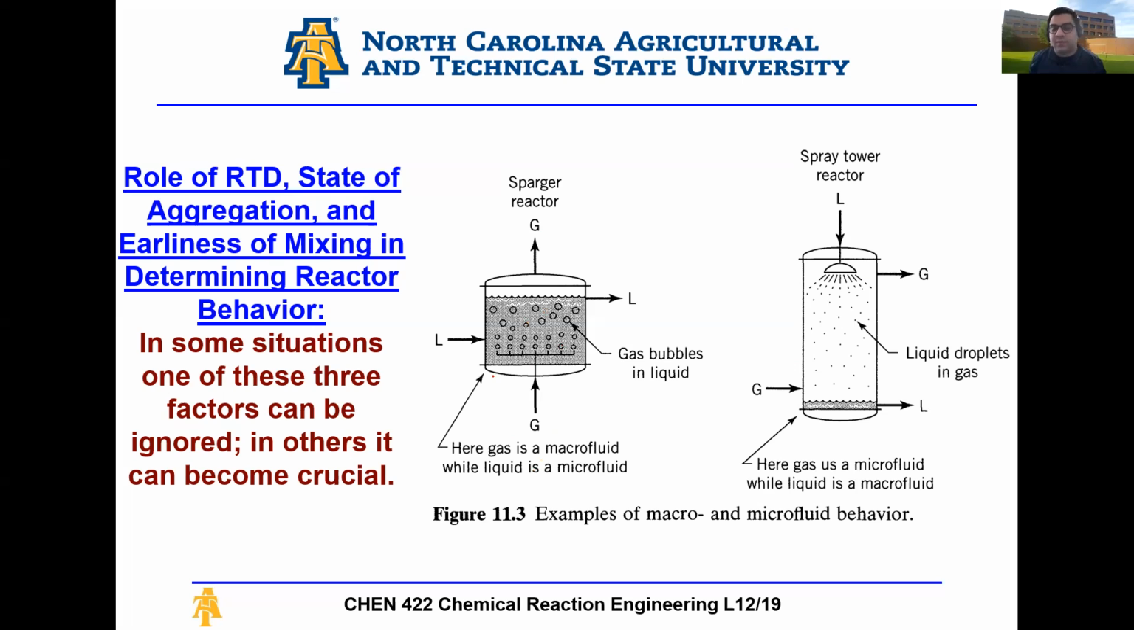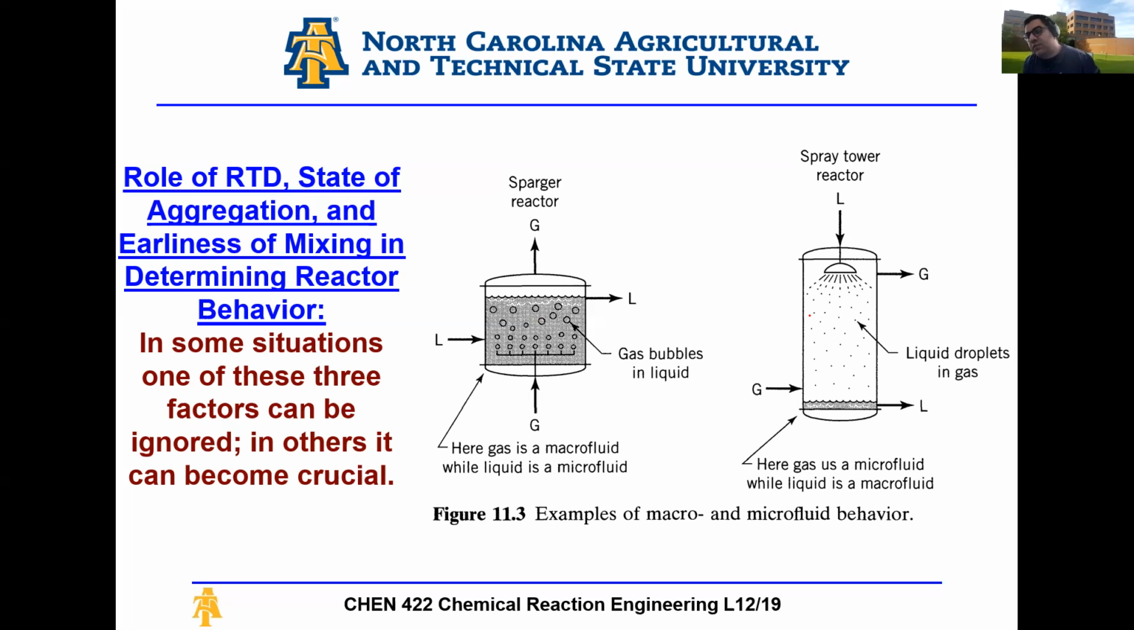In this type of system, you want to keep your gas bubbles as small as possible because a smaller gas bubble has a much higher surface area to volume ratio compared to a larger gas bubble. And in order to maximize mass transfer, you want to keep your surface area as high as possible. However, if your gas bubbles tend to clump together to make larger bubbles, then this is an issue you need to deal with. How can I control my bubble size distribution? How can I control my gas residence time distribution? And in this scenario, gas is a macrofluid, the liquid is a microfluid.